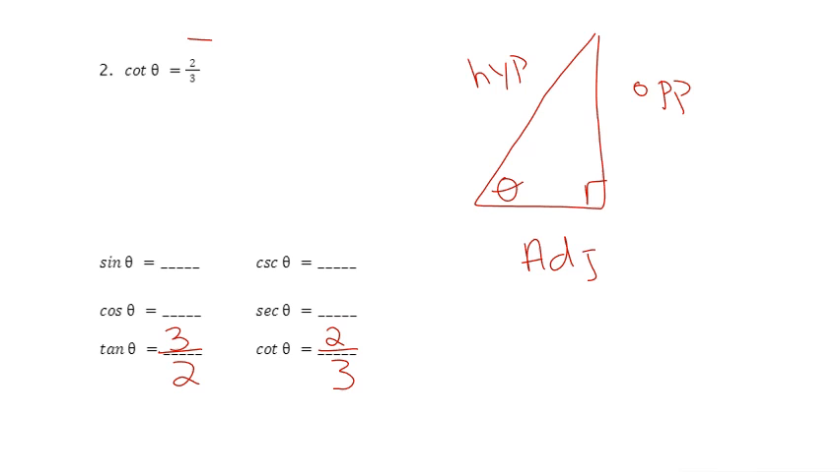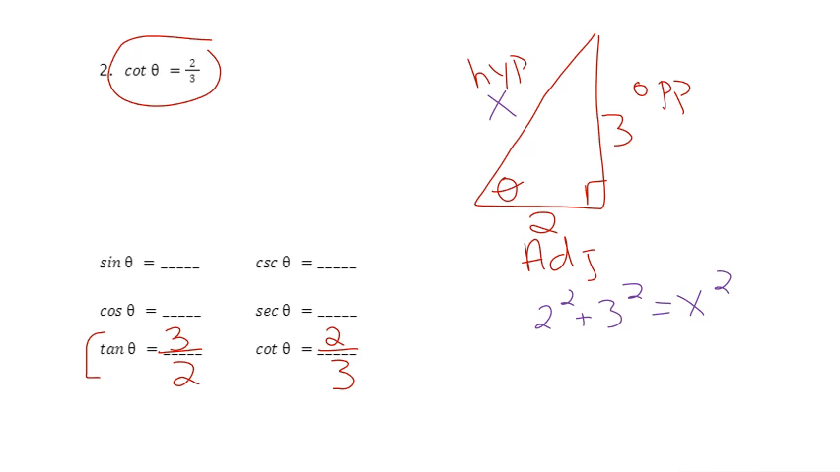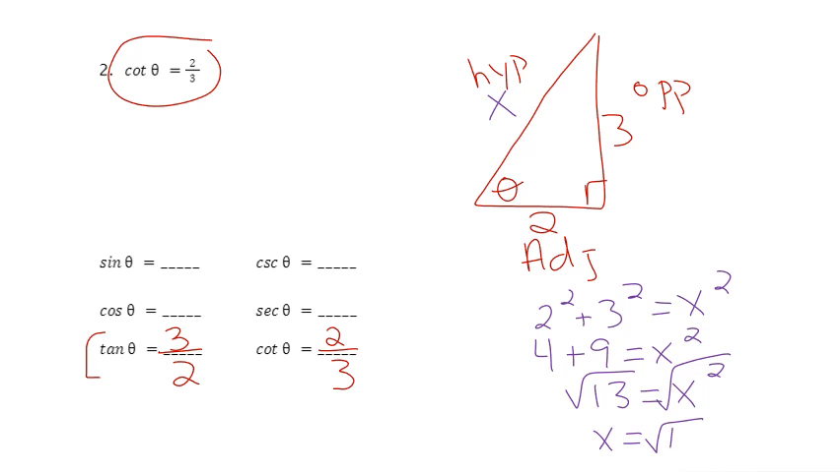And you can use that cotangent is adjacent over opposite, or if you're more comfortable knowing tangent is opposite over adjacent, either one would help you get that the opposite is 3 and the adjacent is 2. We then have to do the same thing. We're going to find our hypotenuse this time. So I'm going to do 2 squared plus 3 squared is x squared. We get 13, and then we're going to take the square root, and we get radical 13.